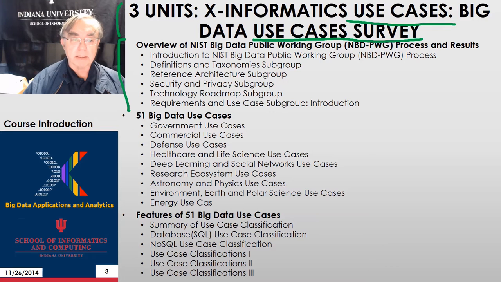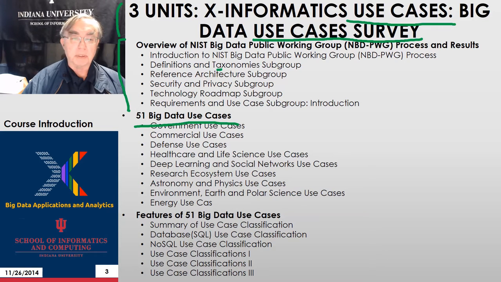I and many others helped NIST do this, and we collected 51 use cases. That came from a process, the so-called Big Data Public Working Group, which was a pretty interesting process done by volunteers in an open fashion, because NIST only does open things. It's trying to do things of general value to industry and academia. I would say most of the people involved in this were from industry, but a sizable number from academia.